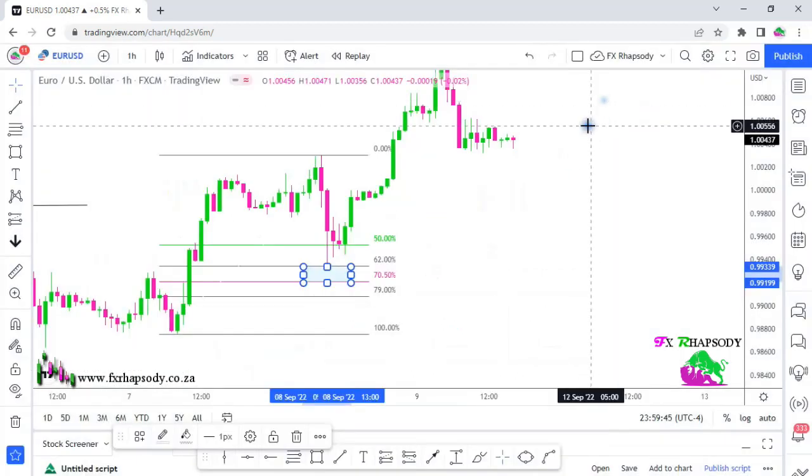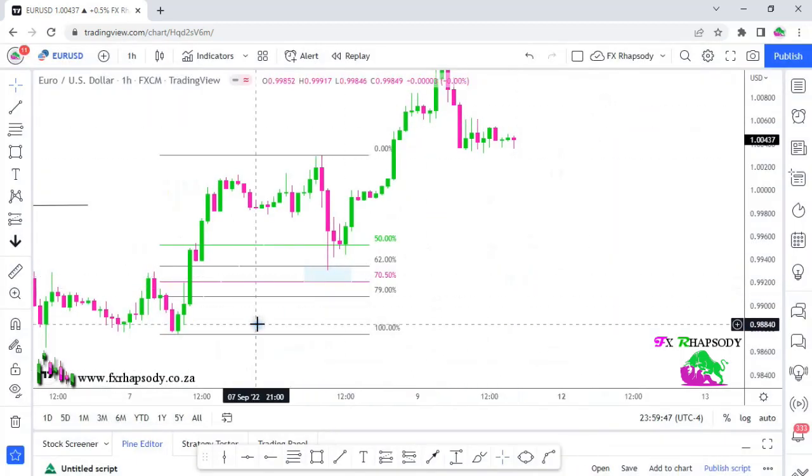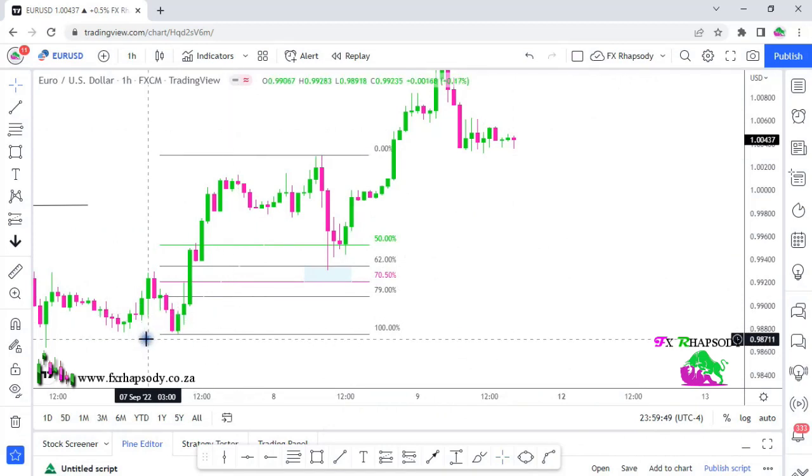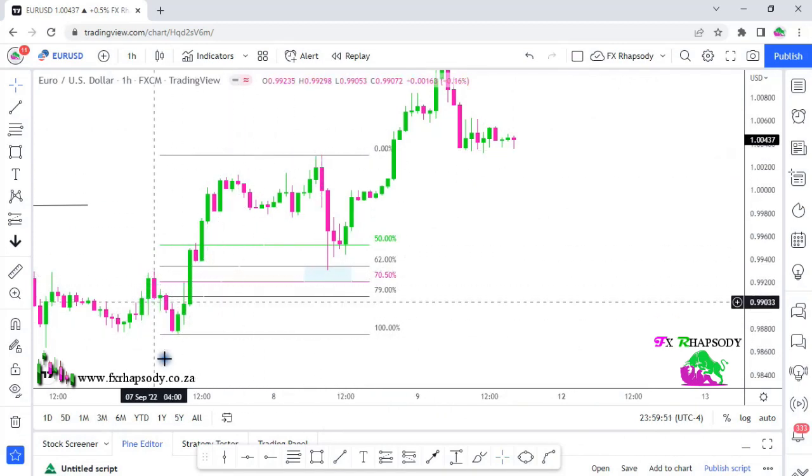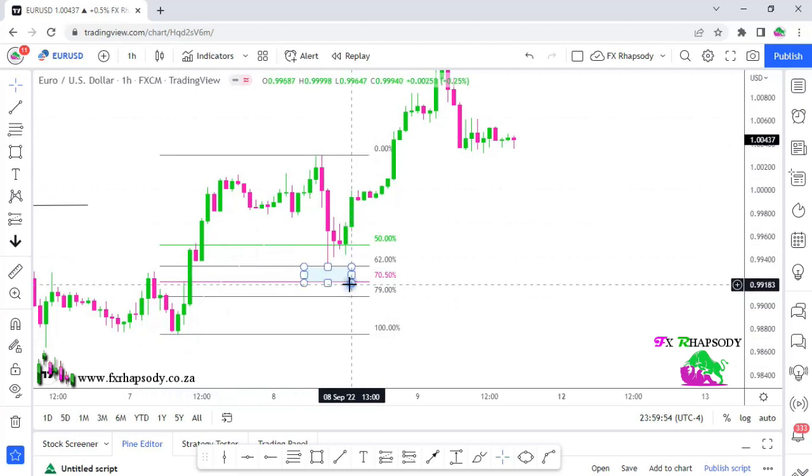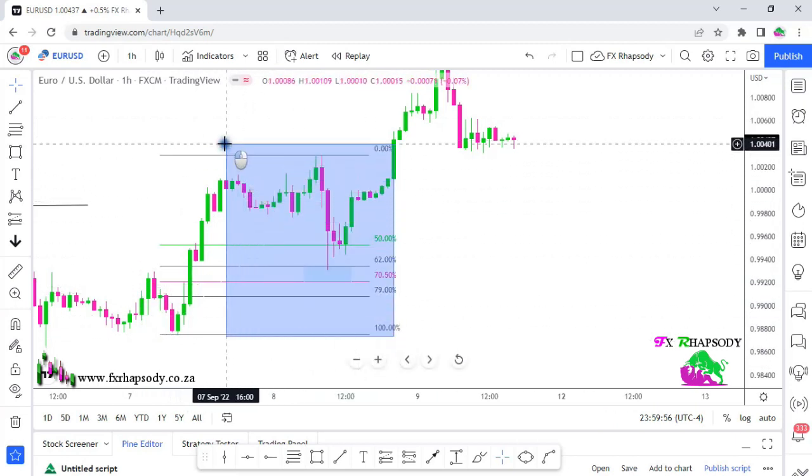There's no rocket science to this, guys. It is quite simple trading, easy trading. So price breaking structure, forming a low, forming a high, retracing back. So that is one entry that you could have taken.